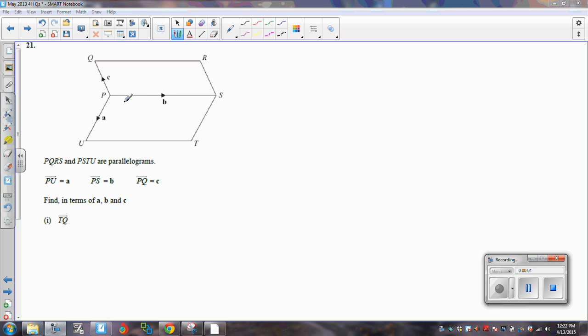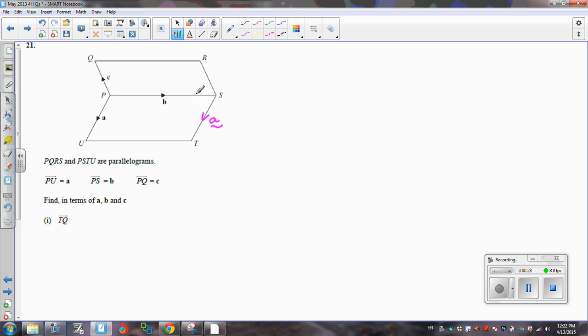We have a vector question, and we're told that this is a parallelogram and this shape here is also a parallelogram. So the first thing I'm going to do is put on any other vectors which I can. Now we're told that to go from P to U, that is the vector A. So any other vector which is the same length and parallel to that will also be vector A. And I can see that this one here, ST, is parallel and it's the same length because it's a parallelogram. So that is also the vector A.